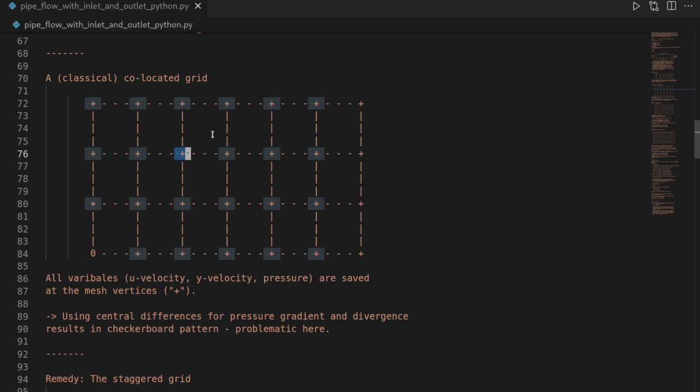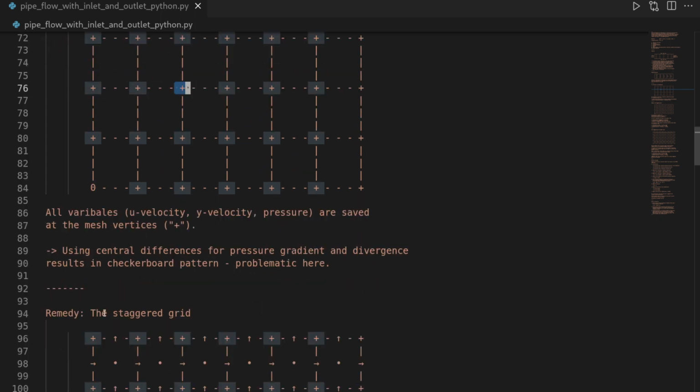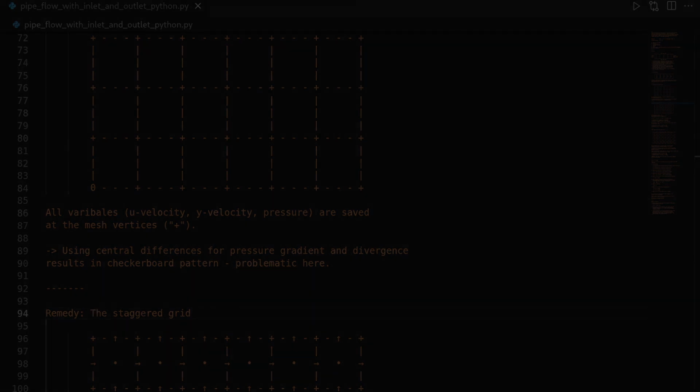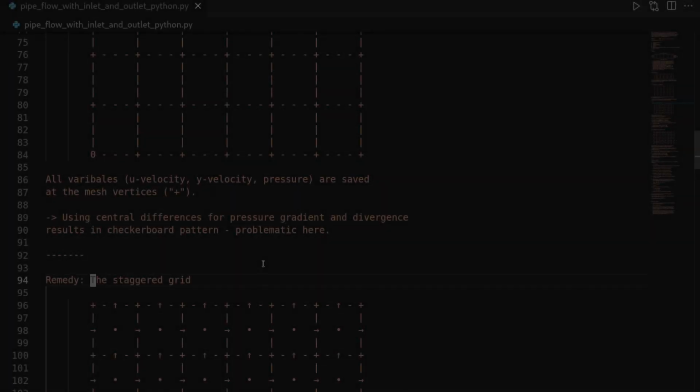One is usually referred to as Rhie-Chow interpolation, which is a little bit more complicated. We will use a so-called staggered grid. And this now might be a little bit mind-bending, but you have to bear with me. The main idea of the staggered grid is to save all three primary unknowns, so the velocity in both directions as well as the pressure, at different points in our domain. For this, let us look at the following sketch.